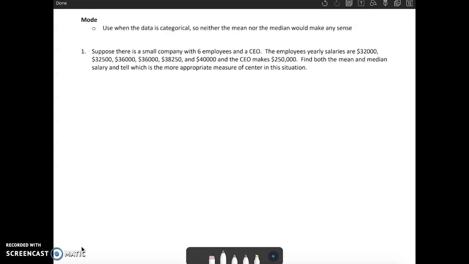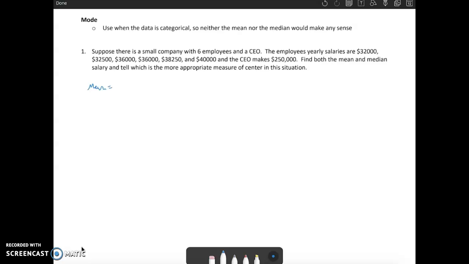So this says, suppose there is a small company with 6 employees and a CEO. The employees' yearly salaries are listed there, and then the CEO's salary is $250,000. Find both the mean and the median salary and tell which is the more appropriate measure of center for this particular situation. So let's go ahead and find the mean to get started.